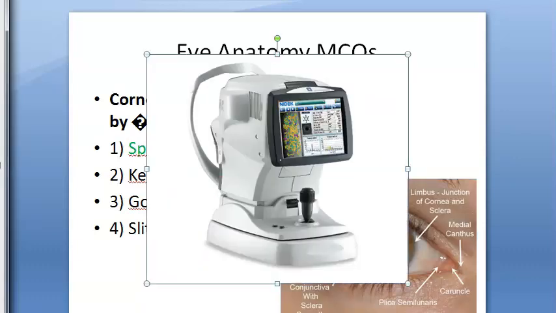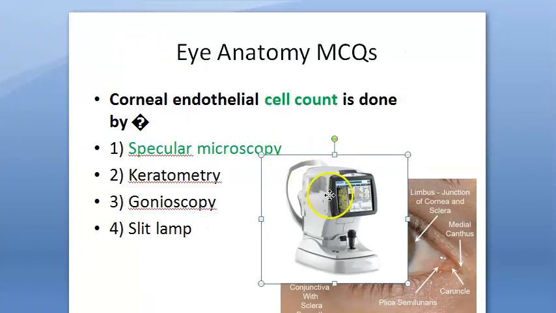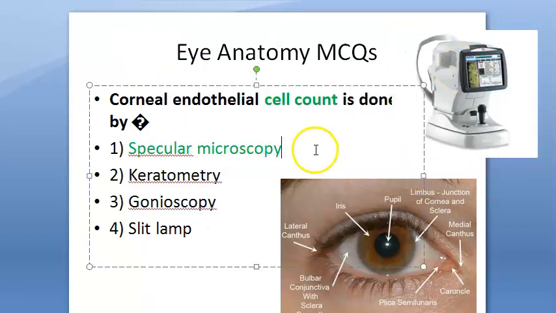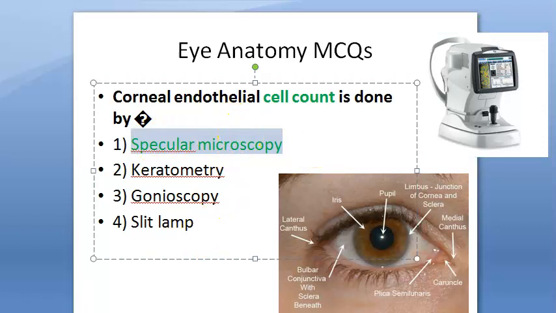Basically, with this you can also look at the variation in cell size, the cell diameter, the hexagons: decreased hexagons, increased average cell diameter, increased variation in cell size, everything you can find out. If there is a decreased endothelial cell count, whatever changes are there in the endothelium, those cells, down to the level of cells you can see with this specular microscopy.